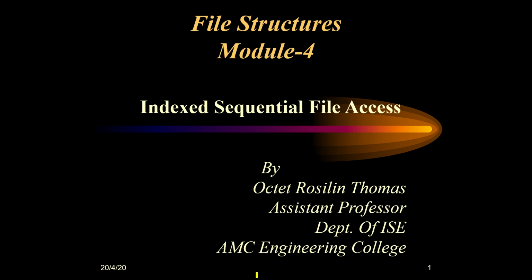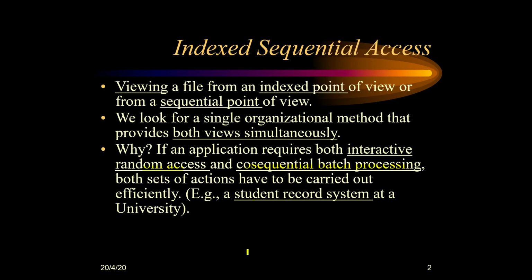So, index sequential file access. Here we see what index sequential access is used for. Mainly we have seen that for viewing a file we have two techniques: the index point of view for reading a heavy or large file, and the sequential point of view for sequentially accessing a file.